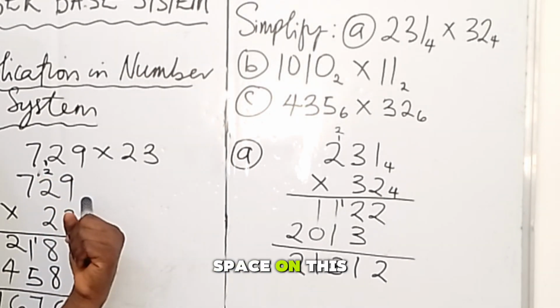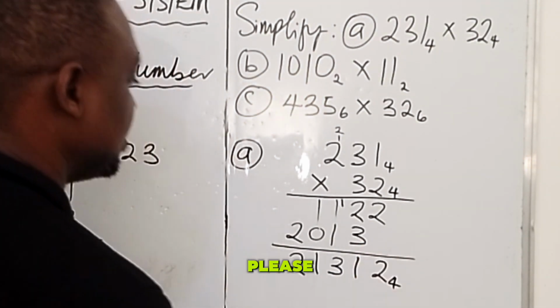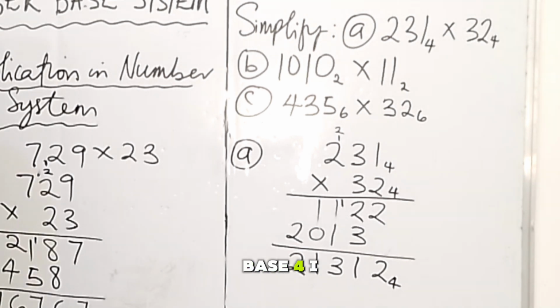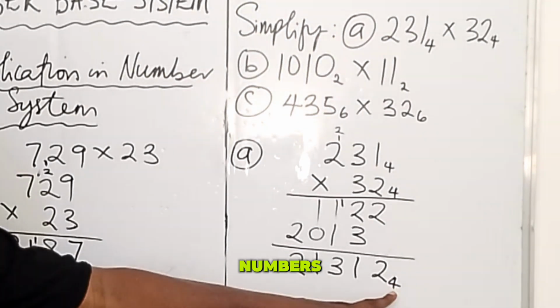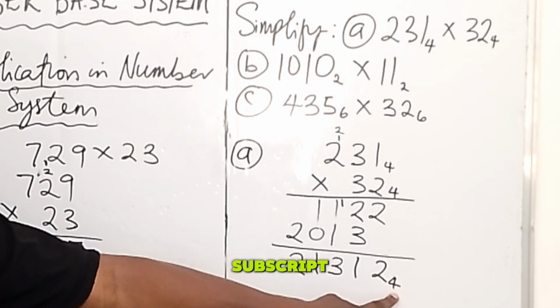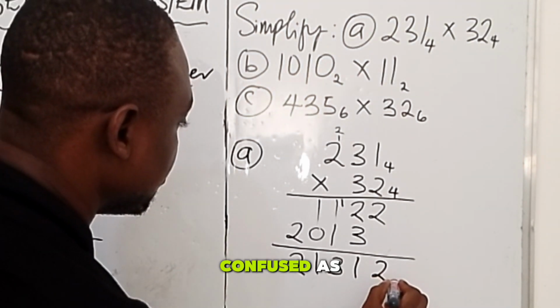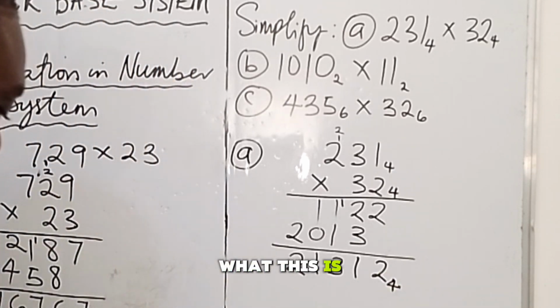I'll take some space on this part of the board. And of course, this is in what? Base 4, please. Base 4. I choose to use numbers, at least I've really put it down as a subscript, so that you can really see that this is a subscript, so that we don't get confused as per what this is.